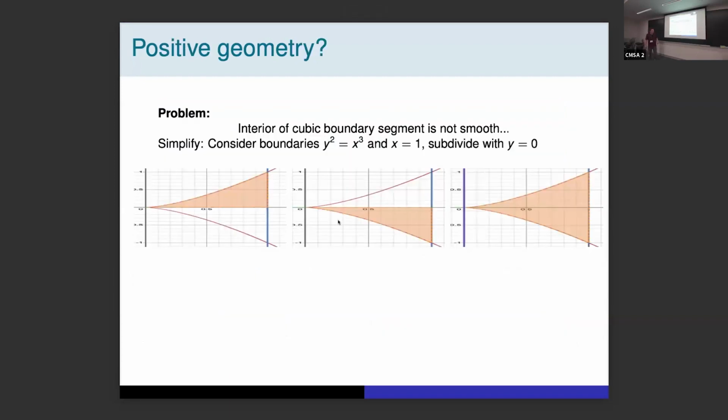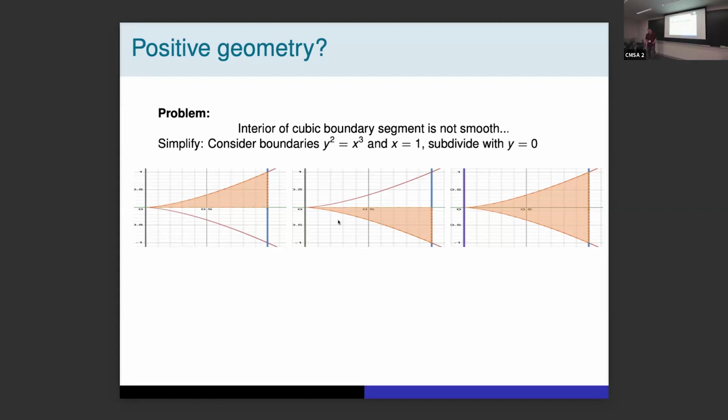Okay, so now is this a positive geometry? So there's a straight problem. The interior of the cubic boundary segment is not smooth. It actually contains a singular point within the interior. And it's part of the definition of positive geometry that the interiors are manifolds with an orientation. So this does not fit. So I think we could say now we're done. It's not a positive geometry.